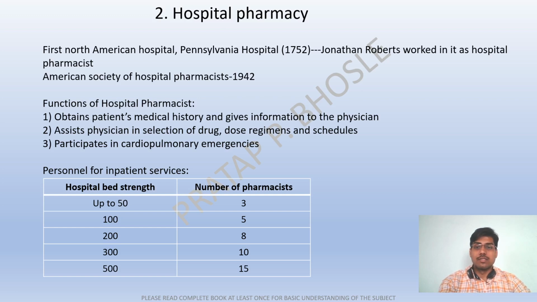So let's start with the next point. The personnel for inpatient services, hospital bed strength and number of patients. Actually, some questions have already been asked based on this, so we should at least remember this up to 200 only. For 100 beds, 5 pharmacists should be there.